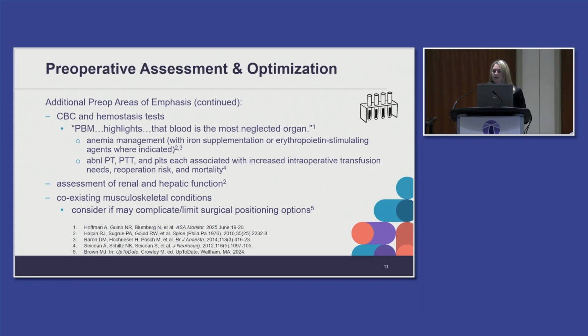Other laboratory preoperative assessment would include renal and hepatic function, and then also consider in our patients with degenerative spinal disease, do they have other coexisting musculoskeletal conditions? It's much better to figure out before the patient's under general anesthesia what their range of motion is.